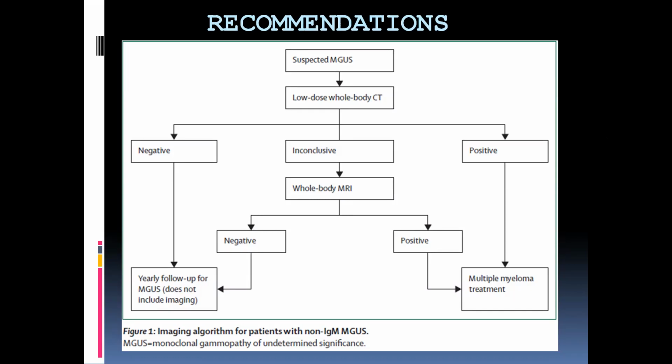Now, if we have a suspected MGUS, you do a low-dose whole body CT. If it's positive, it goes to treatment as multiple myeloma. If it's negative, you do a follow-up for MGUS. If it's inconclusive, remember I said, you secondarily use WBMRI. If the WBMRI is positive, it goes to treatment as MM. If it's negative, it goes to yearly follow-up for MGUS.